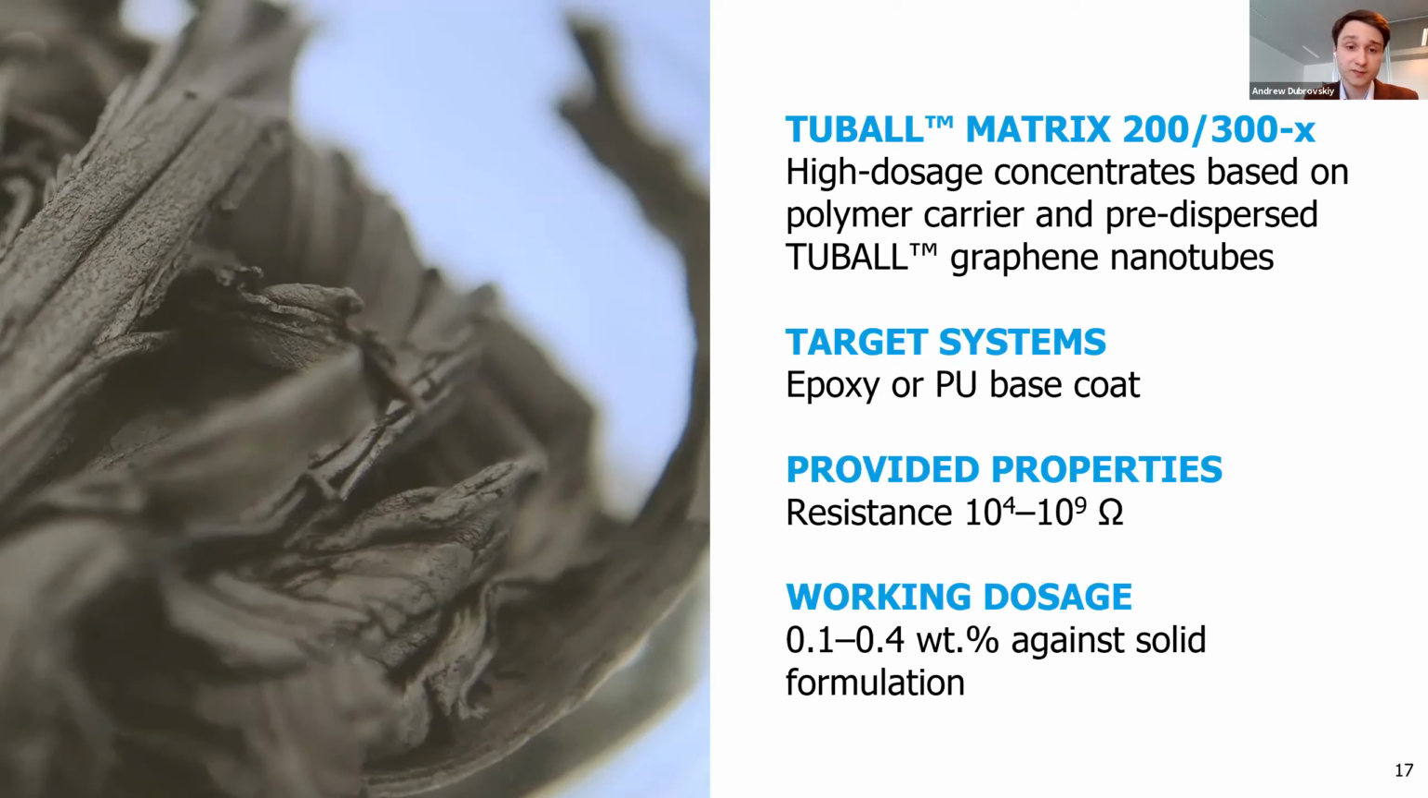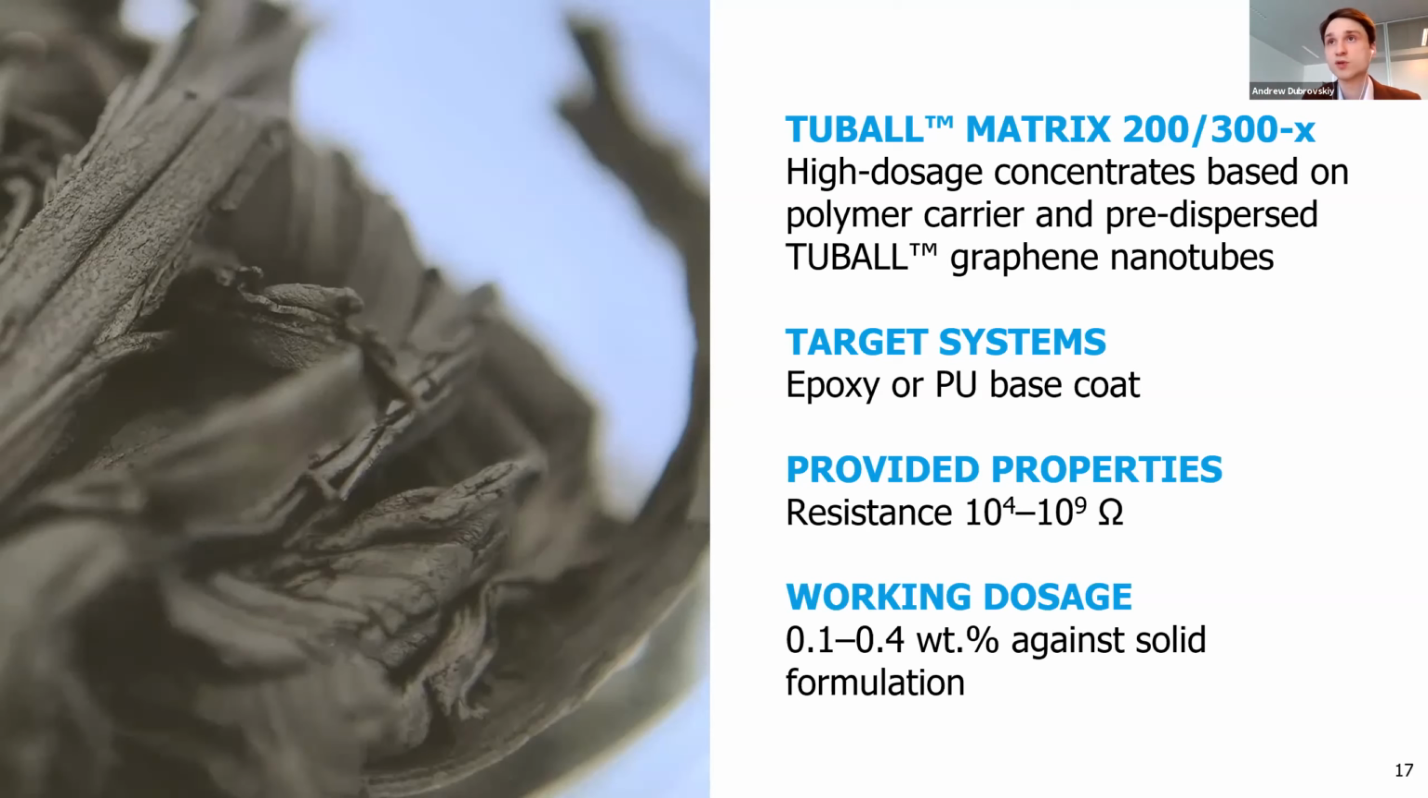And also the working dosages are at the level of 0.1 to 0.4% of electrically conductive additive. So it will be 0.01 to 0.04 weight percent of active electrically conductive material in your system. And these tiny dosages, of course, also give you the ability to produce colored solutions, which is also very in demand today in the European market.